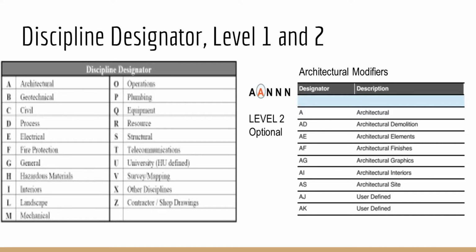The table on the left shows the mandatory discipline designator, which is represented by 1 character that corresponds to the discipline. And on the right, the table shows the optional discipline designator, which goes more specifically into the discipline, represented by 2 characters.